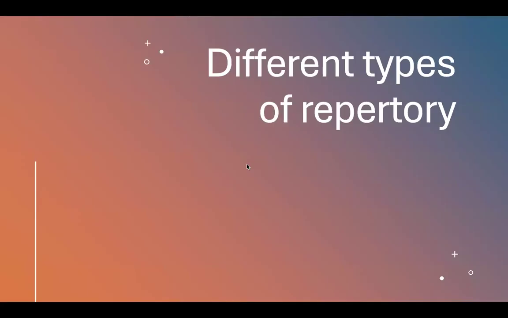Good afternoon, everyone. In the last class, we discussed the history of development of repertory. How did repertory develop? What is the first published repertory? And what is the name of the first repertory of Hahnemann which he was using? We discussed all of this in the last video. So let's start with the different types of repertory.